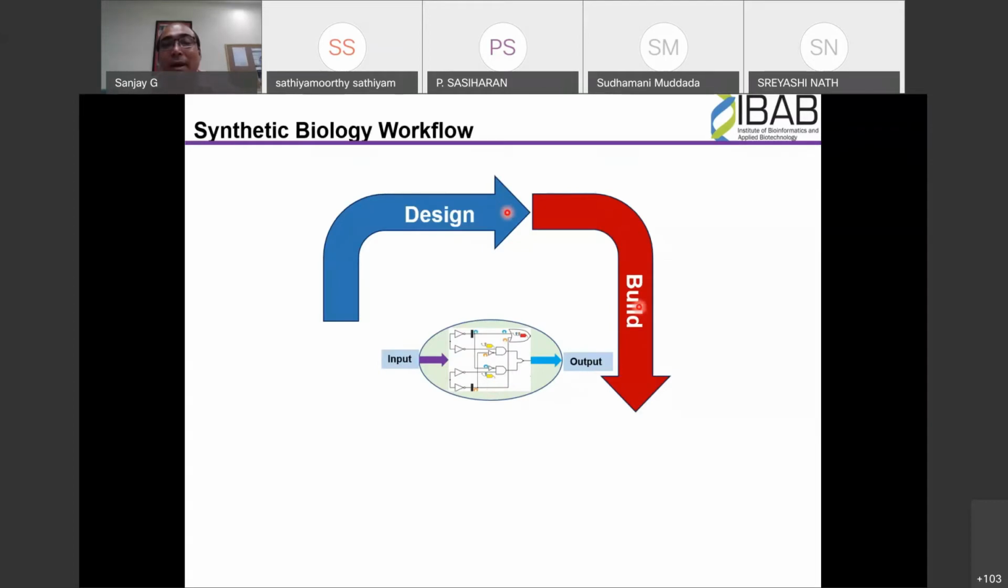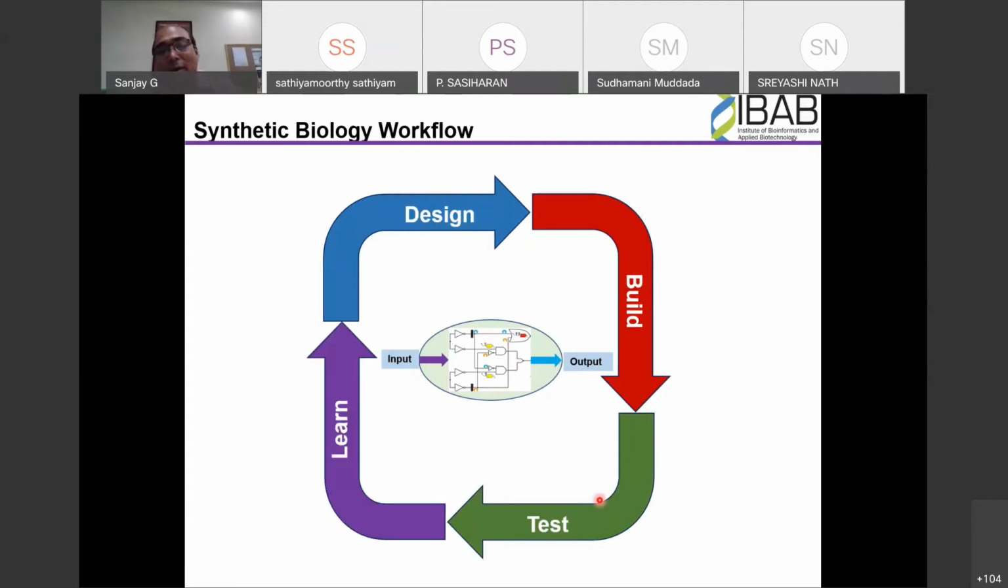So here we are building the organism and genetically engineering it after design. This is on the lab bench, so-called wet lab work. Then we have to test whether we add an input and get the output or not, because this is heterologous. We don't know whether it will work every time, although we design carefully so that the chances are high that it will work, but at the end of the day, we have to test. It may fail or it may work, and from that we learn.